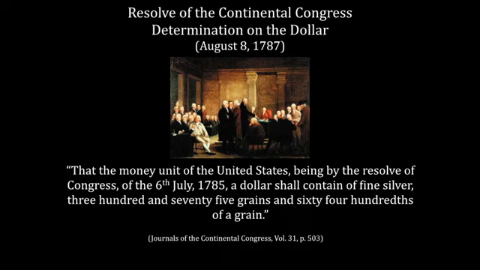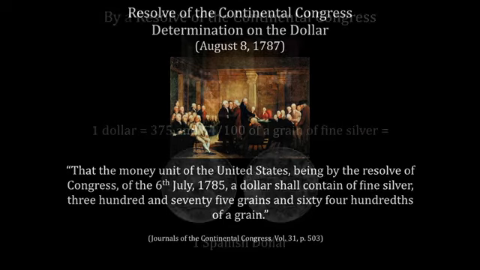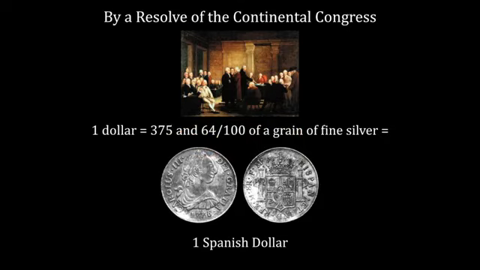On the eve of the ratification of the U.S. Constitution, the Continental Congress was not confused on what money or a dollar was. The dollar was a coin with a fixed weight and fineness of silver, equal to the Spanish dollar of the time.